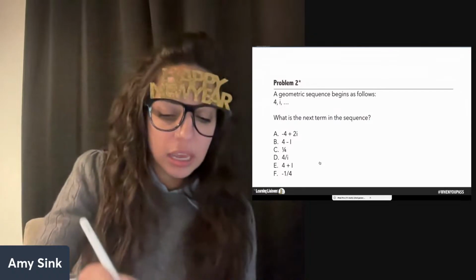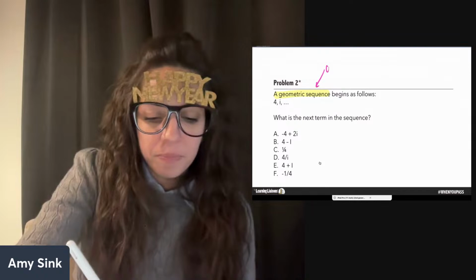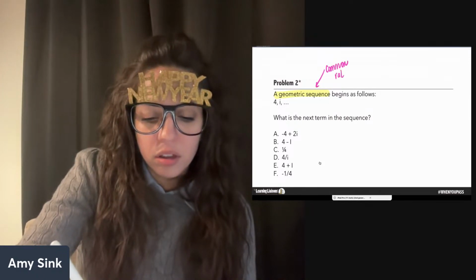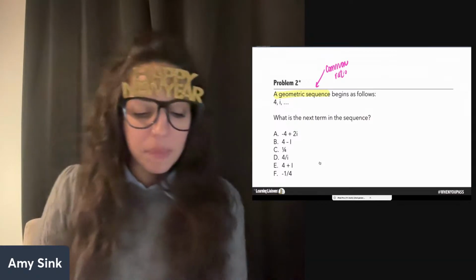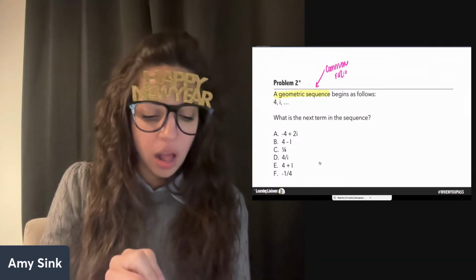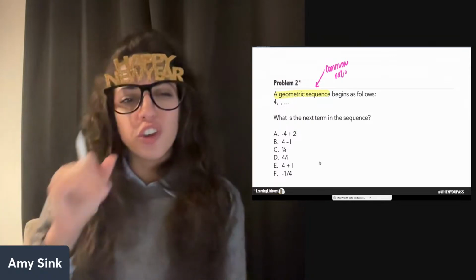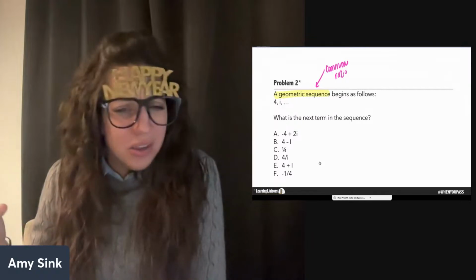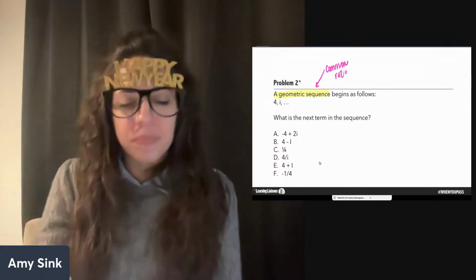In this case, we're looking at a geometric sequence, which means that we are going to have a common ratio, right? A common ratio. And it begins as follows. 4, I, ... So if you're like, golly, I don't know, 4 times what equals I, what in the world? How do I even start that?